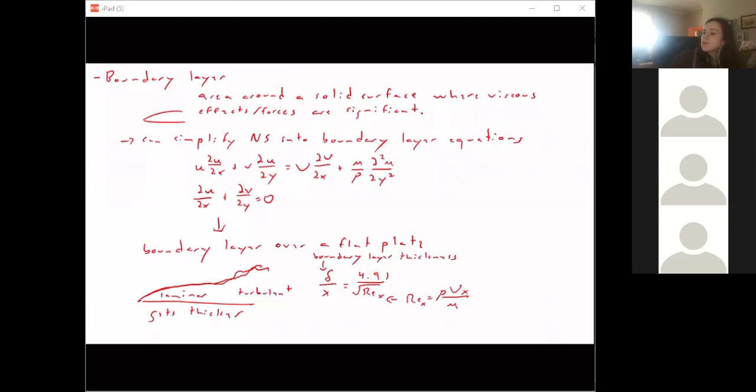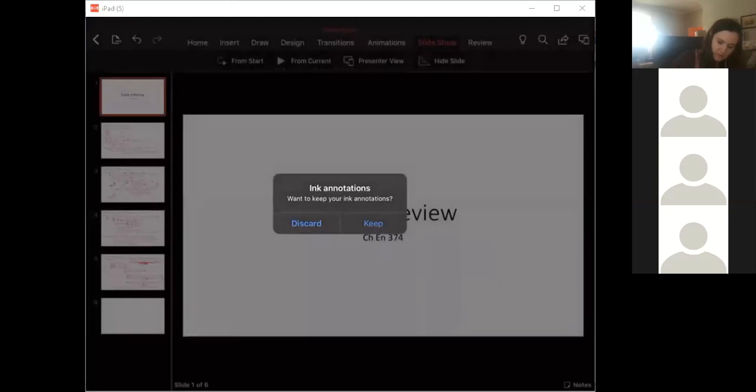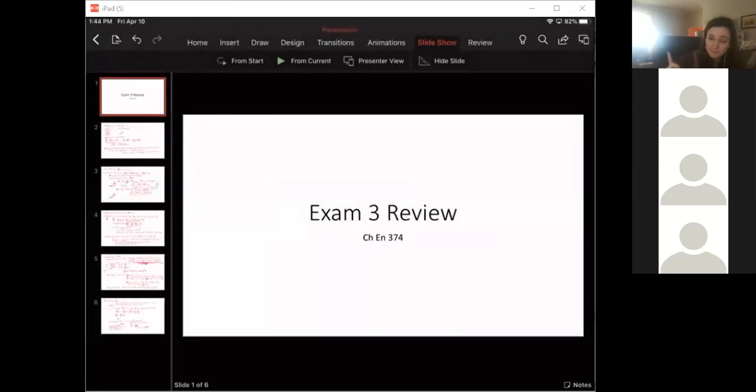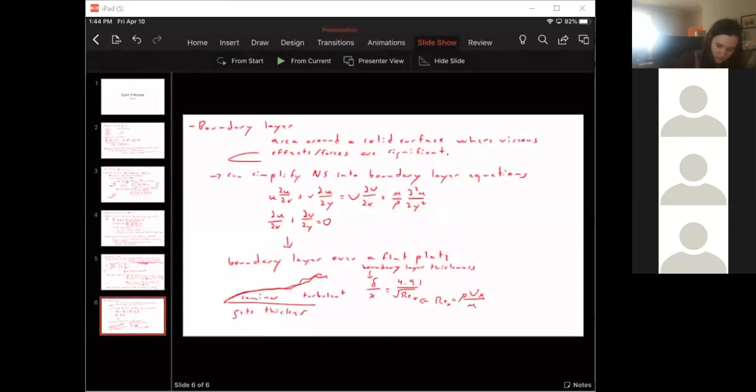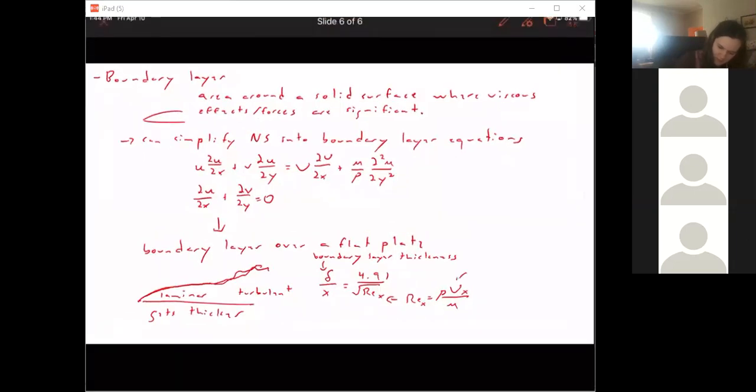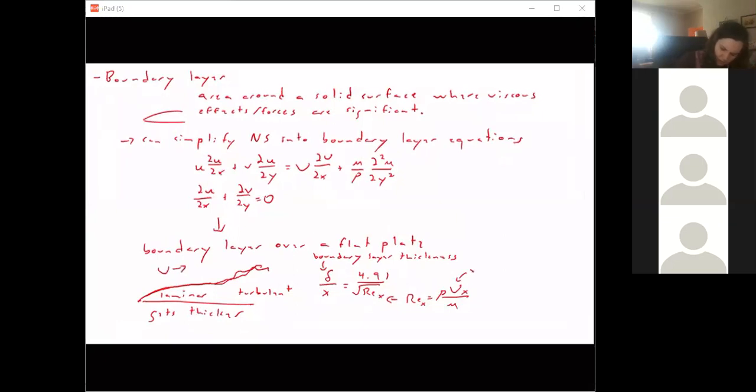So that was boundary layers. And after that, we have a question about the boundary layer. With the Reynolds x equal to rho, is that velocity? That is velocity. And what it is is the velocity of the flow outside the boundary layer, because inside the boundary layer, the velocity goes from 0 at the surface to the velocity of the flow outside the boundary layer.